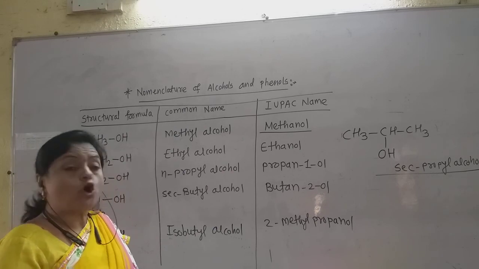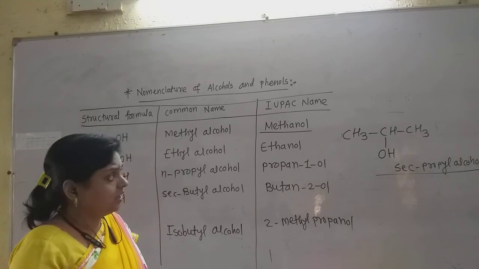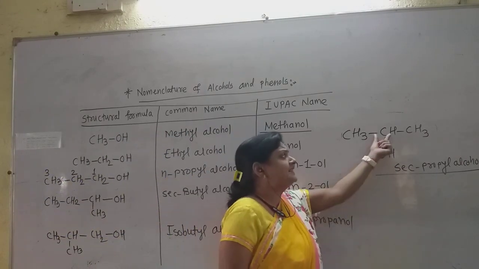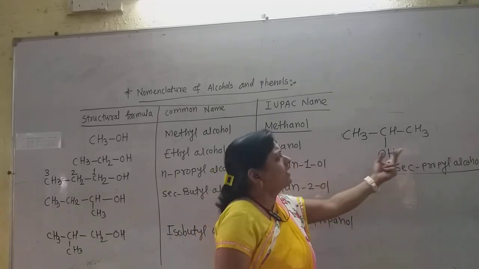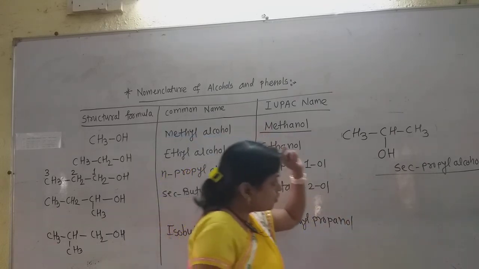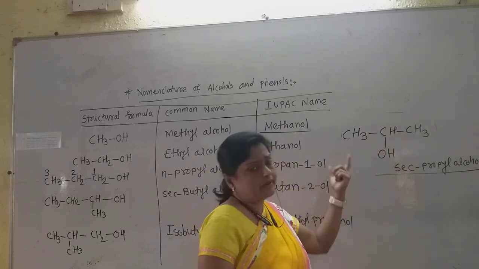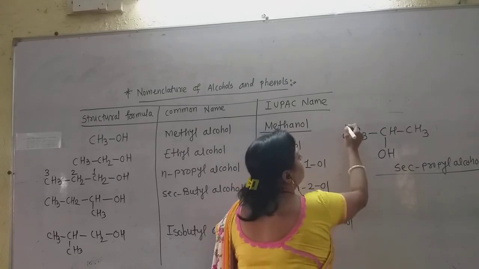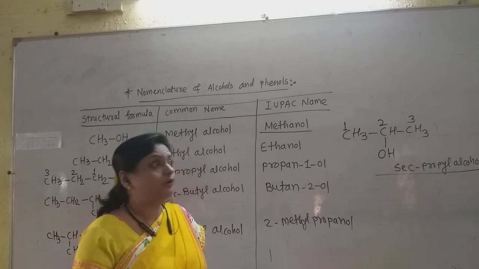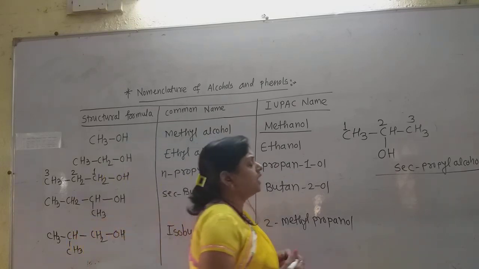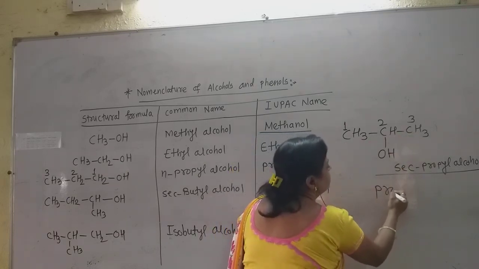But the IUPAC name of this alcohol is given by giving the numbers. Here the OH group is attached at the center carbon atom. So number the carbon atoms from the left hand side or right hand side, it does not matter, because this OH group is always attached to the central carbon atom, and the number is 2. So let us give the number from this side: 1, 2, 3. Now what is the IUPAC name of this alcohol? Give the name from the parent alkane. As it contains 3 carbon atoms, the parent alkane is propane.